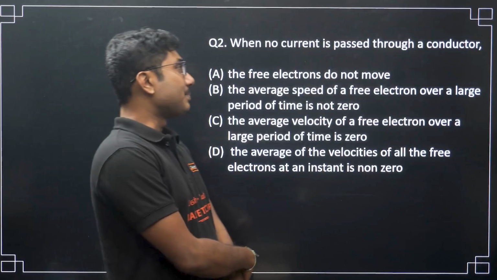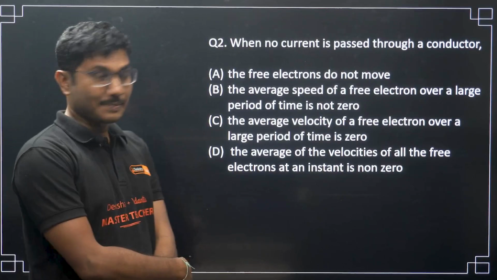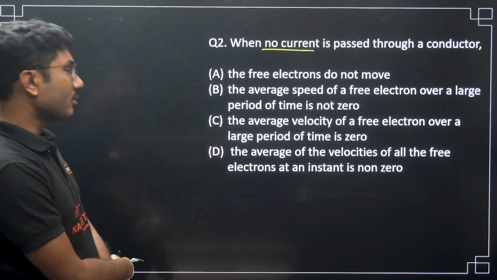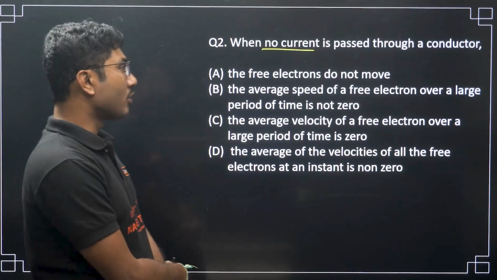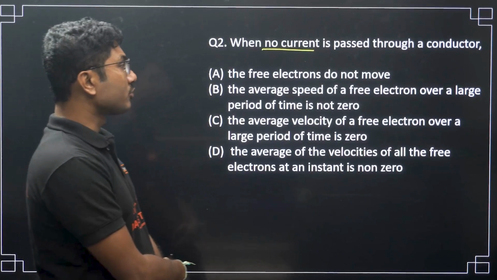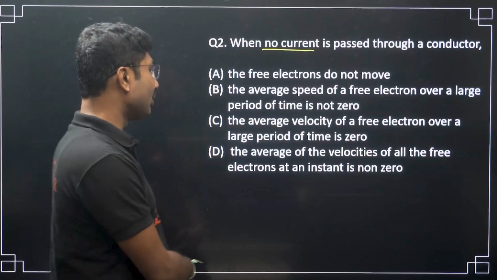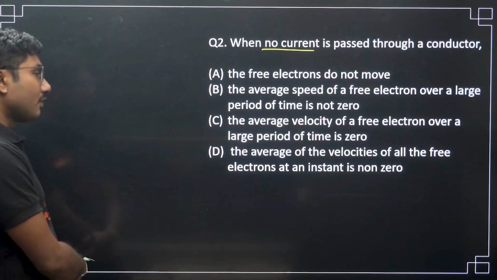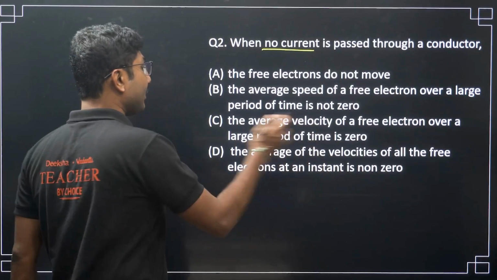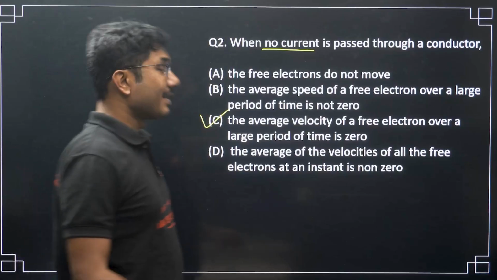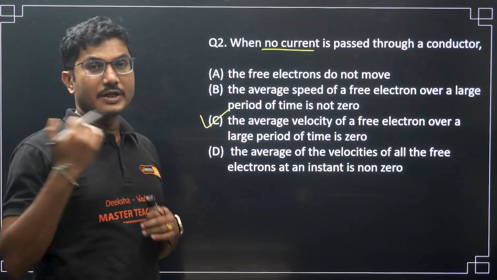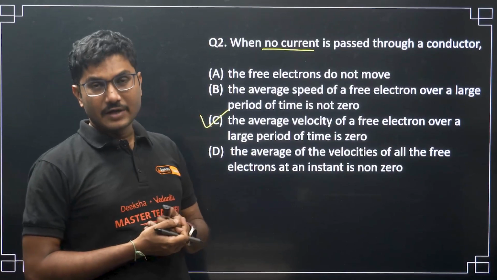When no current is passed through a conductor, remember that no current is passing, the free electrons do not move; the average speed of free electrons over a large period of time is not zero, the average velocity of free electrons over a large period of time is zero, the average velocities of all free electrons at an instant is non-zero. So average velocity over a period of time is 0, so that is the correct statement. Non-zero is not possible. Even if you consider speed or velocity, they will cancel and it will be 0.